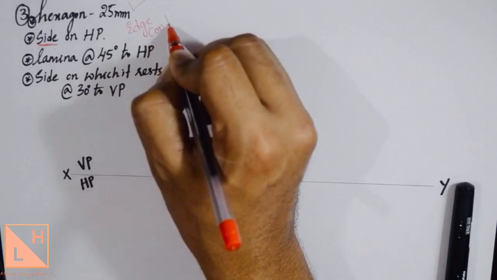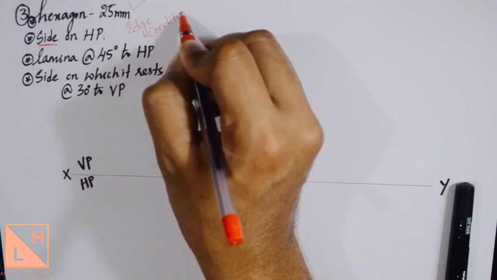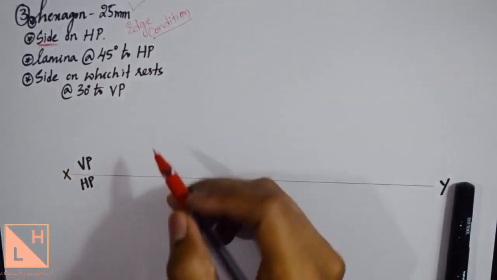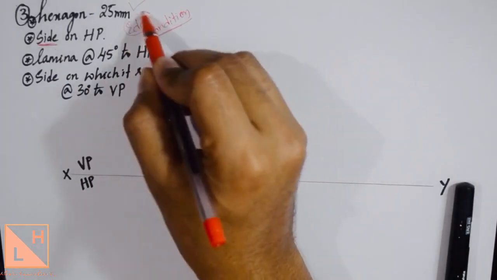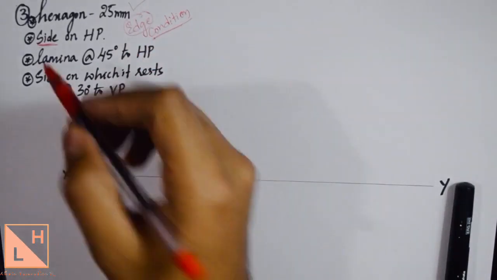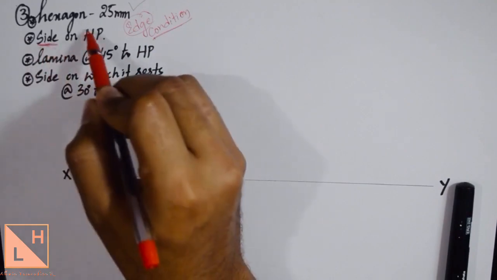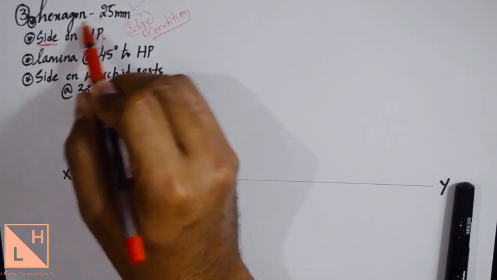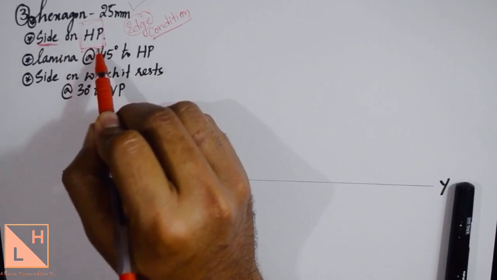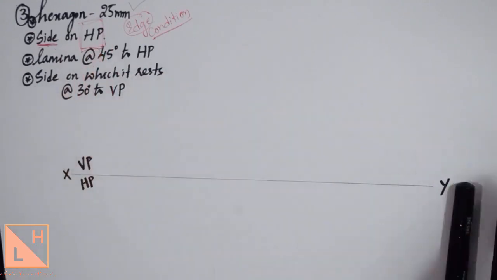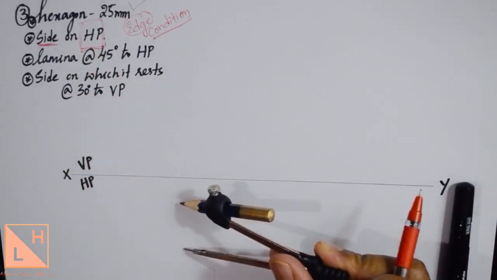So when we say edge condition problem, you must make sure that the edge is on the left side when you draw it. We'll see that later. Right now the question says it is resting on one of the sides on HP. The side is on HP. This is one way in which you can find out that you need to draw the plane figure on HP, that is below the line.